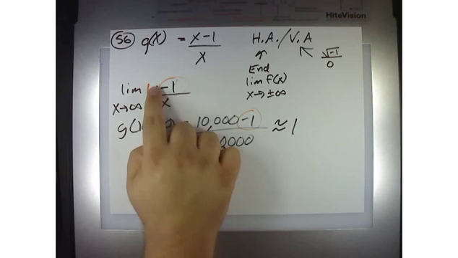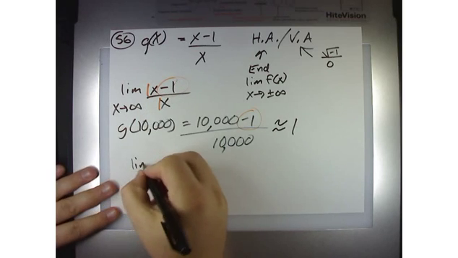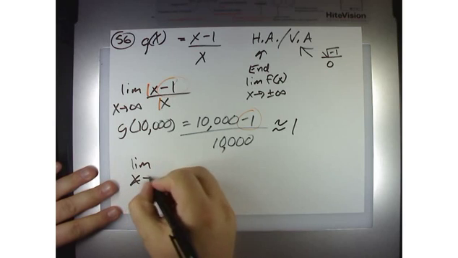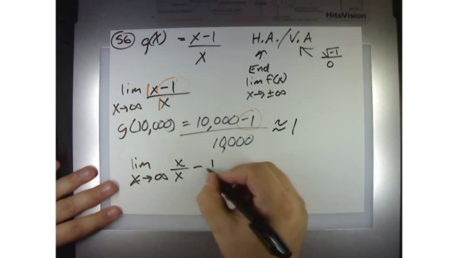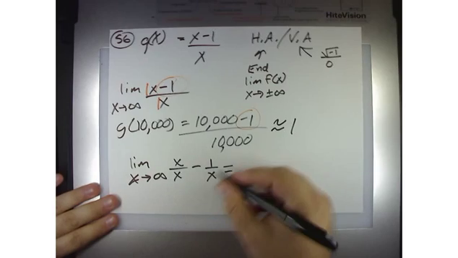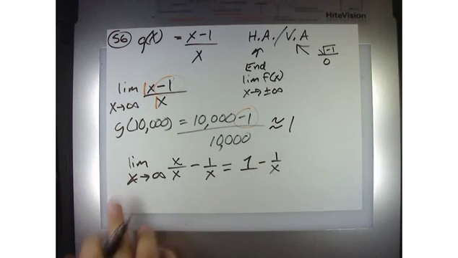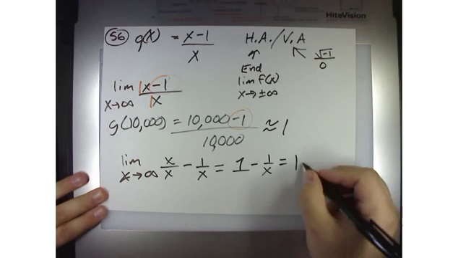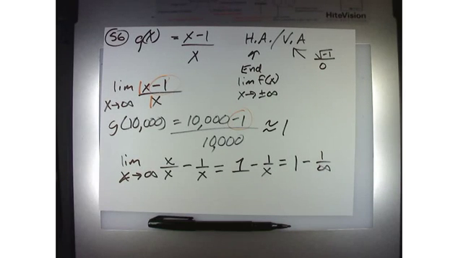Because they're the same, I could also think of it like this. This might clarify it a little better for you guys. What if I said x over x minus 1 over x? Isn't that the same thing? So what does this become? Well, x over x is 1, minus 1 over x. Now if I plugged in infinity for x, that would mean 1 minus 1 over infinity. And what's 1 over infinity? Did we talk about that in here?